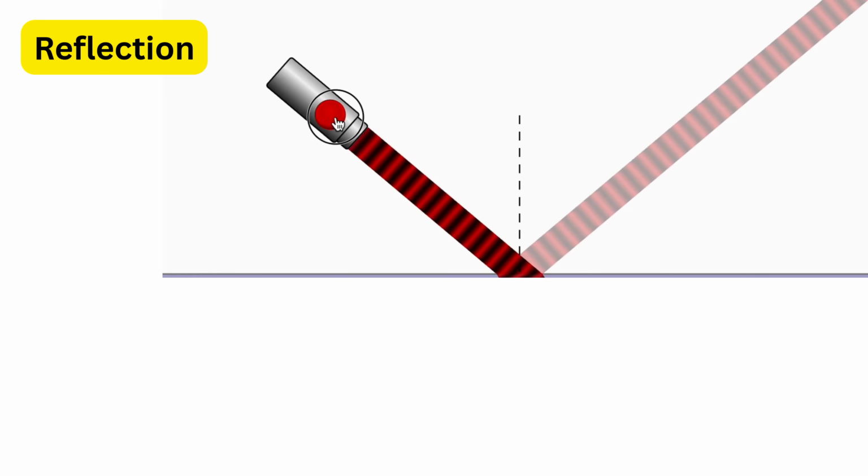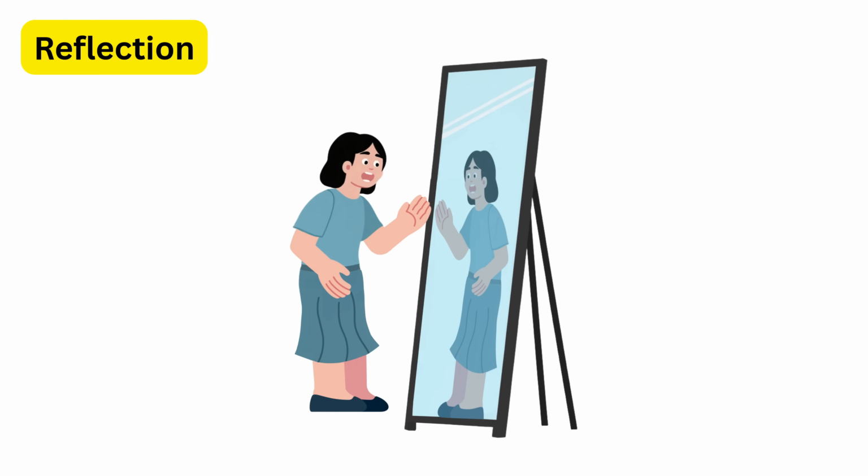Reflection. Reflection is what happens when a wave hits a surface and bounces back, just like a ball bouncing off a wall. You see it every day when you look into a mirror, when the light from your face hits the mirror and reflects back to your eyes, letting you see your own image.